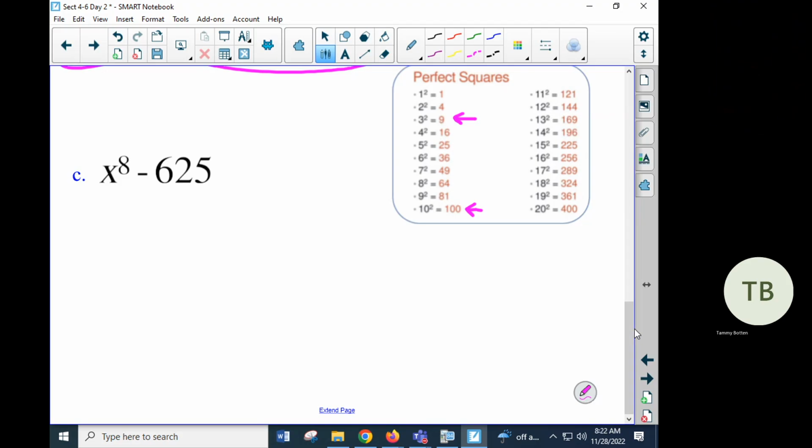Now, if we look at this one, again, there's nothing I can take out front. I have a subtraction sign. 8 is an even number.